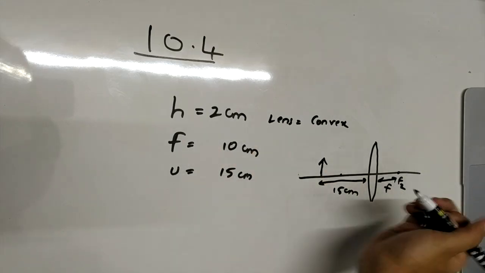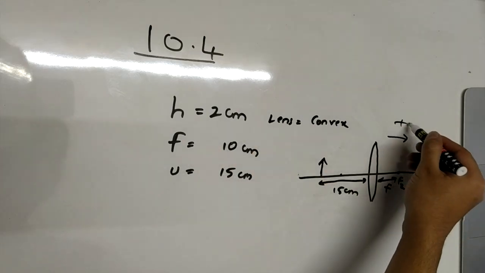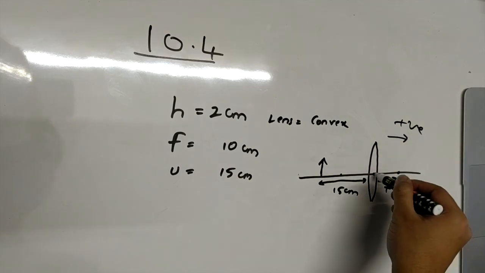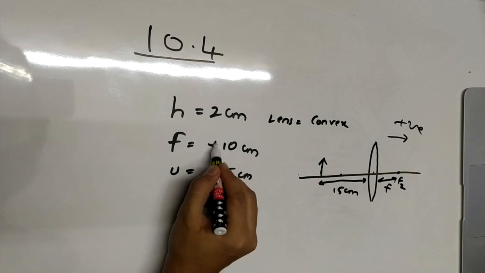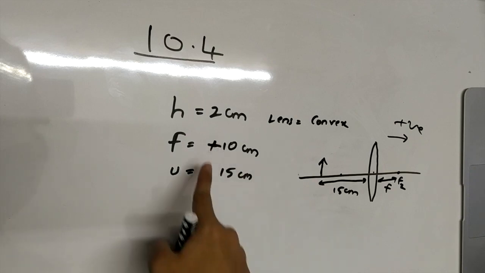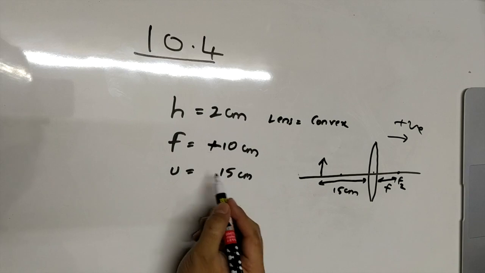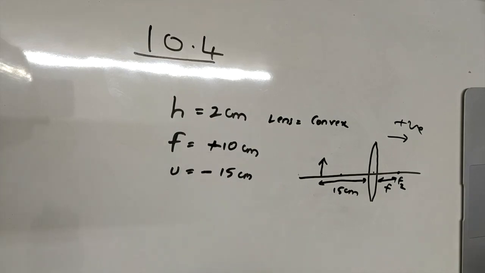that is 10 centimeter. Focus is towards the right side. Right side is positive. So this is 0 here. From 0 we are going 10 centimeter towards this side, so it is plus 10. Okay, U is towards the left, so minus 15.